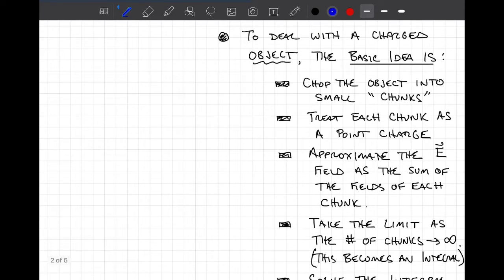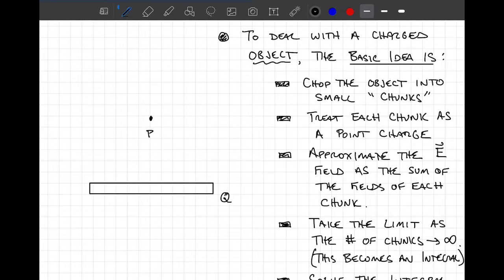So if we now want to look at a charged object, the basic idea is that you chop up the object into pieces and you treat each piece as a point charge. Let's draw a little example of a rod, and we'll assume that this rod has a charge Q, and maybe it's uniformly distributed charge. Then we want to find the electric field at some point P, which is directly above the rod and maybe above its center.